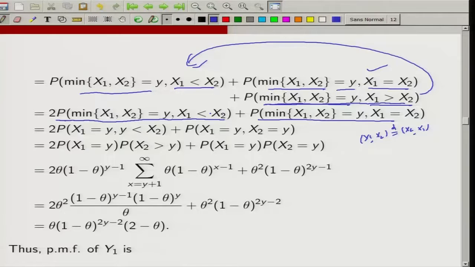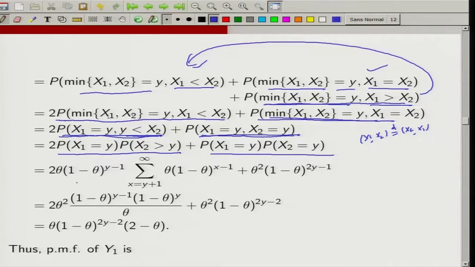Now, here x1 is less than x2, so the minimum of x1, x2 has to be x1. So, this is the same as 2 times the probability that x1 is equal to y, and since x1 is y, this would be the same as y less than x2. Then here the minimum of x1, x2 is y, but x1 is the same as x2. So, the minimum of x1, x2 would be the same as x1 or x2. So, this is the same as the probability that x1 is y and x2 is equal to y. Now, here x1 and x2 are independent. So, this probability would be the same as 2 times the probability that x1 is equal to y multiplied by the probability that x2 is greater than y. Again, here x1 and x2 are independent. So, this would be the same as the probability that x1 is equal to y multiplied by the probability that x2 is equal to y.